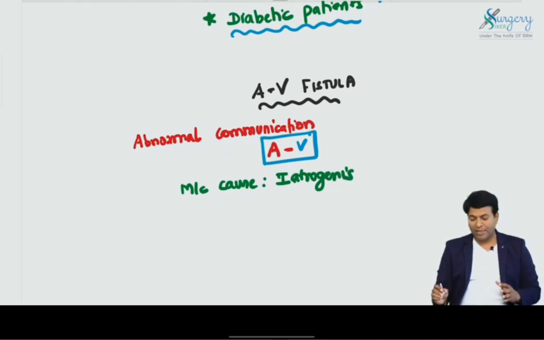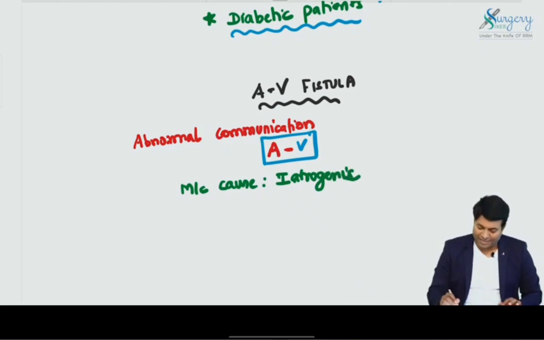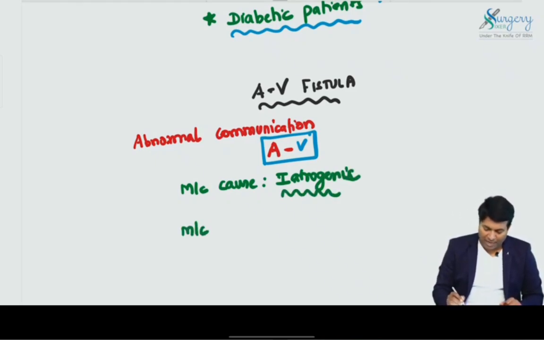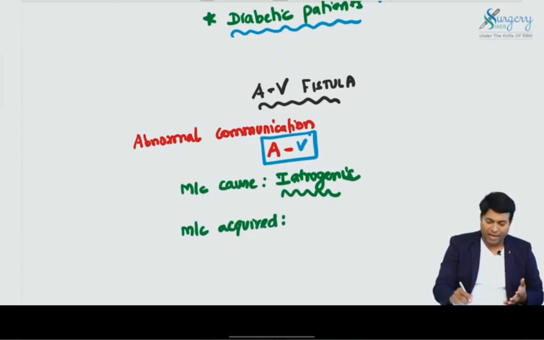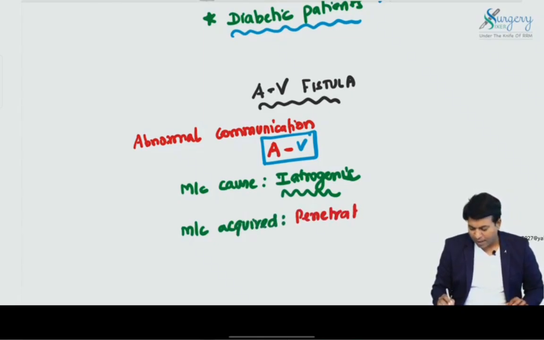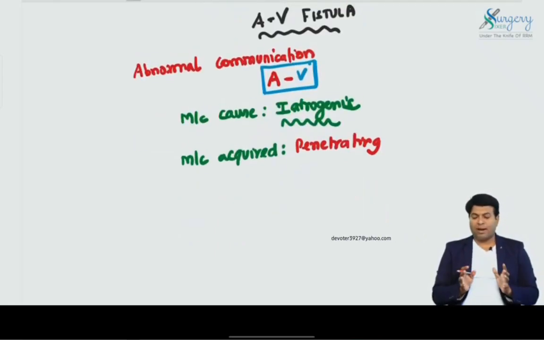It is usually created for dialysis purpose. We created a fistula. That is known as iatrogenic fistula, which is most common. So the most common acquired cause is penetrating trauma, by a knife or something that penetrates. Penetrating trauma is the most common acquired cause of fistula. Overall, the most common cause is iatrogenic, by surgeons creating it.